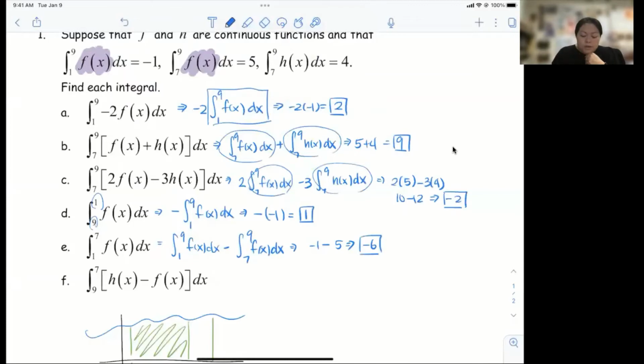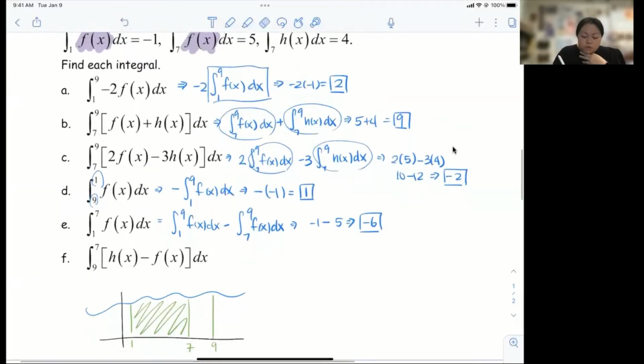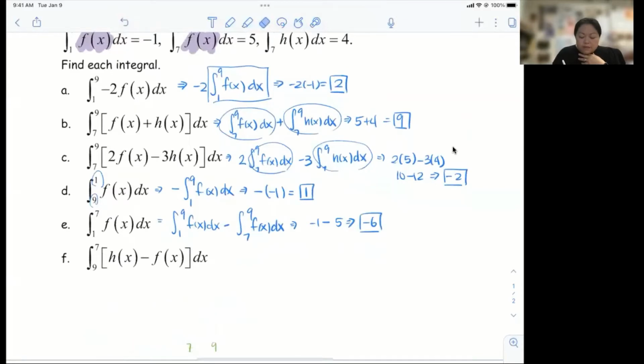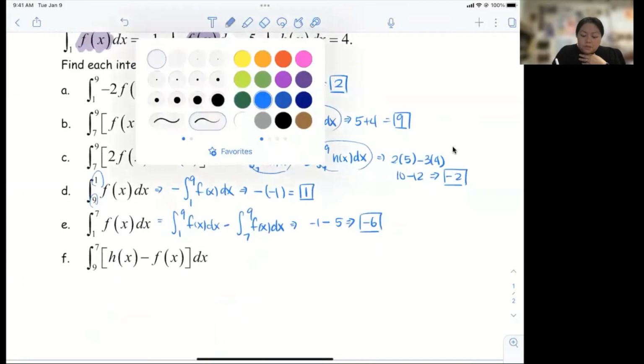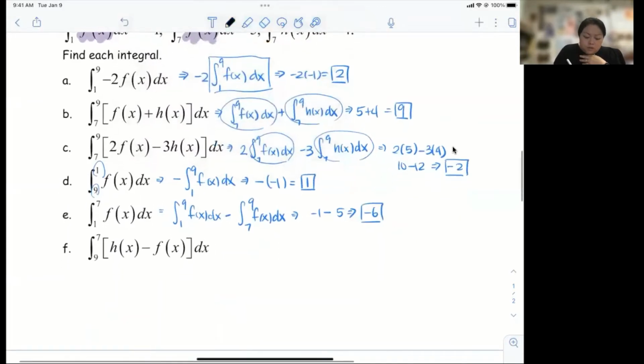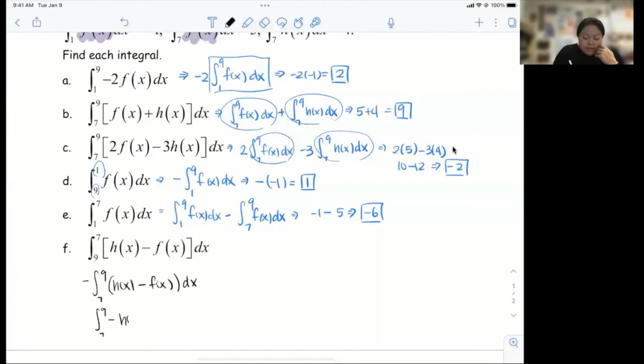All right, next one, my numbers are swapped. So what I'm going to do is I'm actually going to swap the numbers first before I do any of the replacement of my integrals. So what I'm going to do first is I'm going to put a negative in front, make it 7 to 9 h of x minus f of x dx, right? And then I can go ahead and distribute if I want to. There's many ways to do this. It's really kind of up to you. So if I do distribute the negative inside, it becomes negative h of x plus f of x dx.